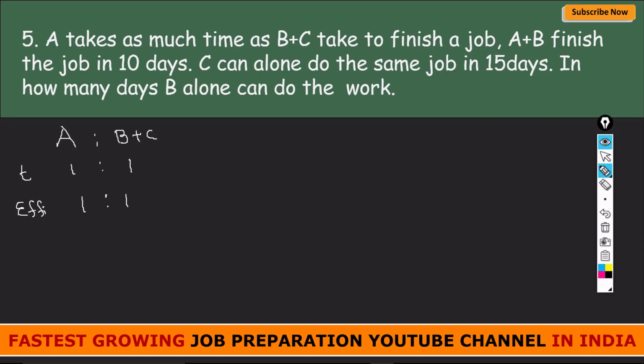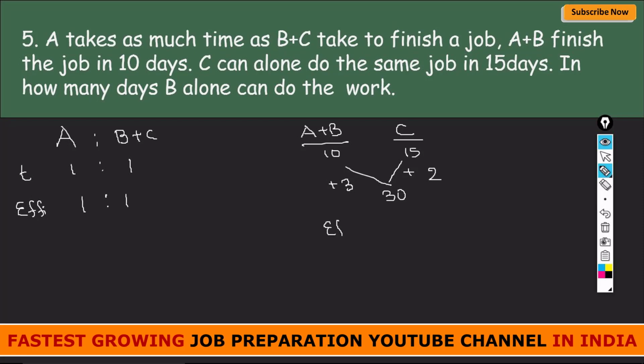Now, it is also given A plus B finish the job in 10 days. C alone can do the same job in 15 days. So let us write it here again. A plus B will do the job in 10 days. C can do it in 15 days. Let us take out the LCM. It will give us 30. So A plus B will come 3. C will come as 2.